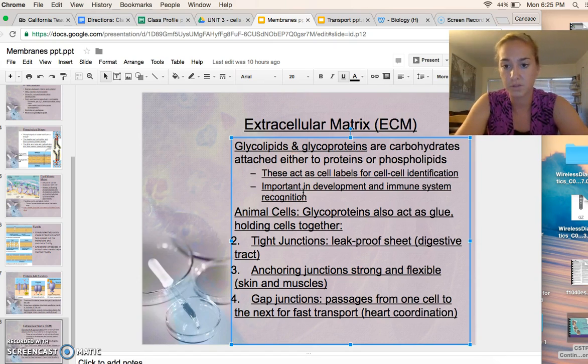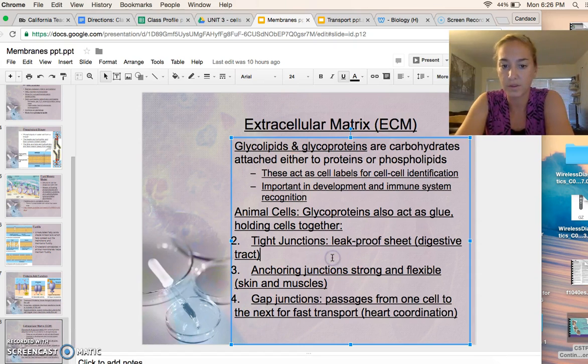Part of your immune system's job is to identify things that are foreign and identify things that are part of you. So these markers that are glycolipids and glycoproteins allow the immune cells to know, oh, this is part of this body, so we don't have to attack it. It's an identifier. Also, glycoproteins in animal cells can act as glue, holding cells together. So there's a few different ways that they can do this.